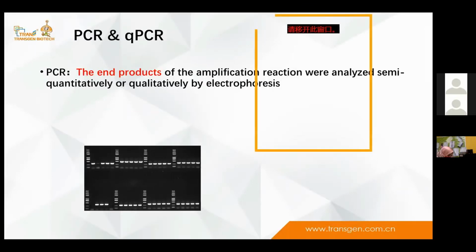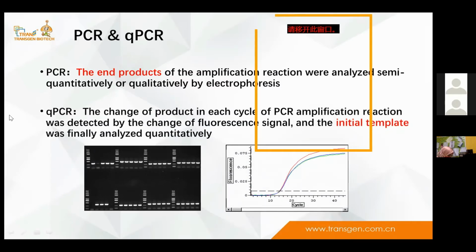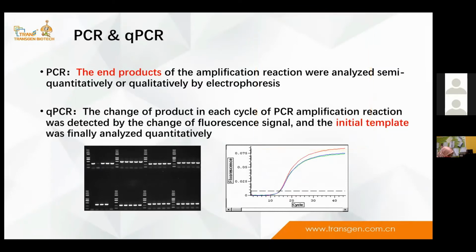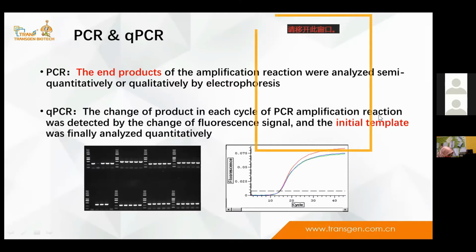So nowadays we have to focus on the qPCR system. When we do the qPCR, the change of the products in each cycle of the PCR amplification reaction is detected by the change of the fluorescence signals, and the initial template is finally analyzed quantitatively. So these are two different methods: PCR detects the end products, and qPCR detects the initial templates. So it's a totally different thing between PCR and qPCR.